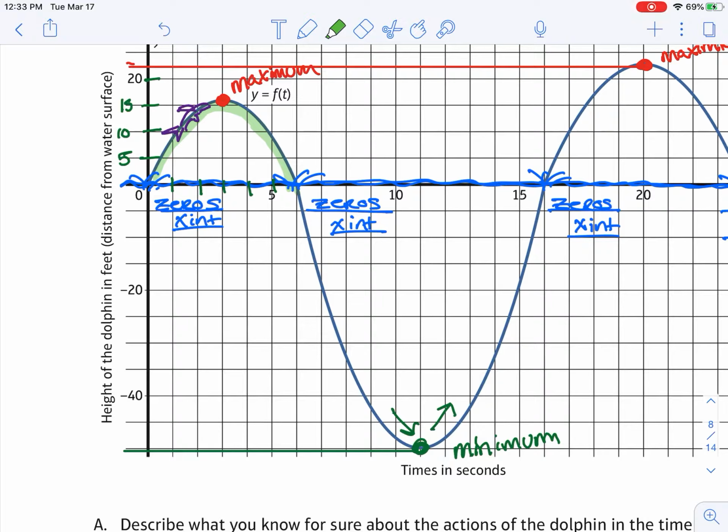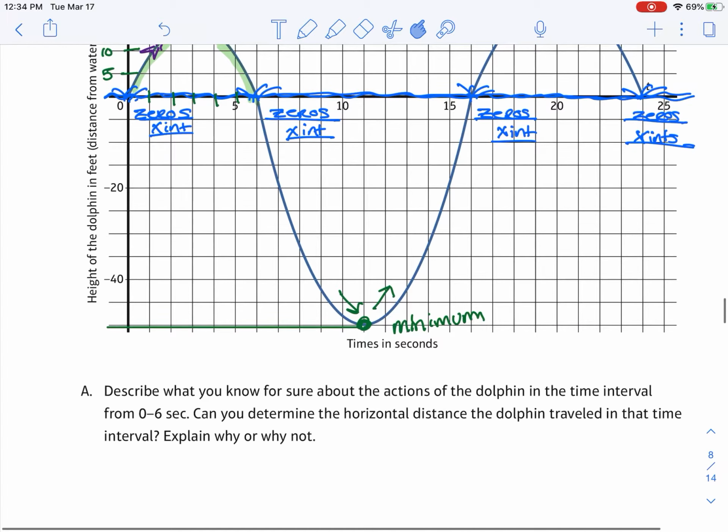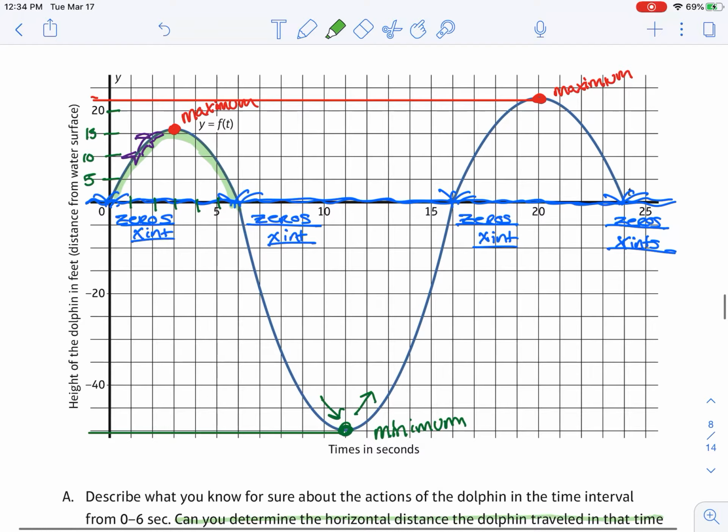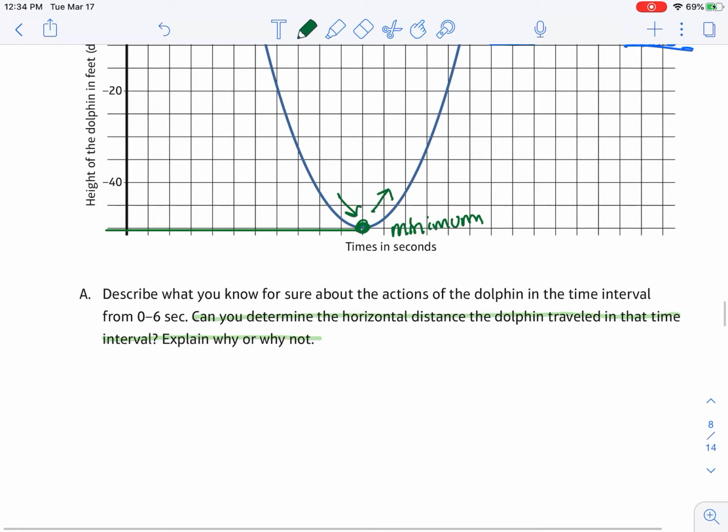So from 0 to 6 seconds, the dolphin's jumping out and hitting the water. Okay. I want you to understand that this question right here asks, can you determine how far it went? And you can't. And the reason why is because this x-axis represents time. It does not represent distance. So you cannot, because this represents time, it does not represent distance. So the answer there is no.